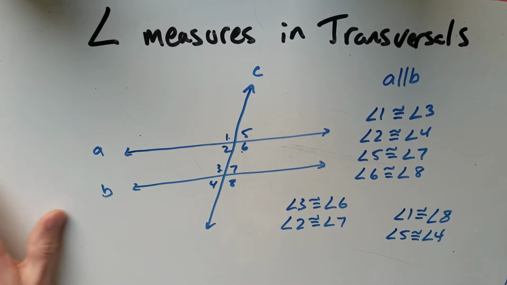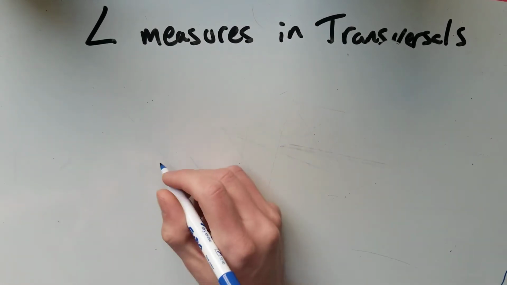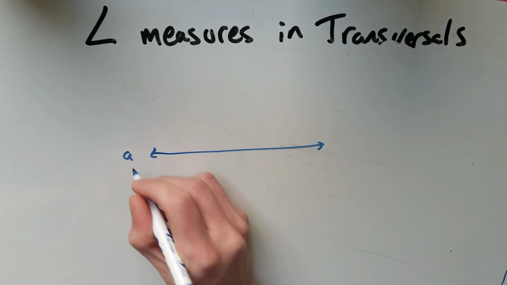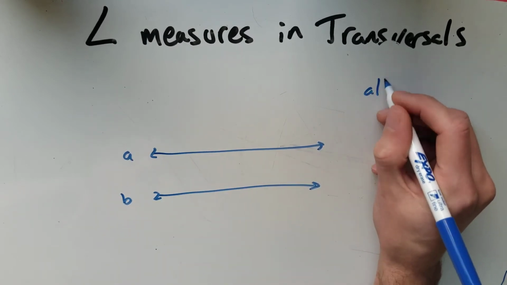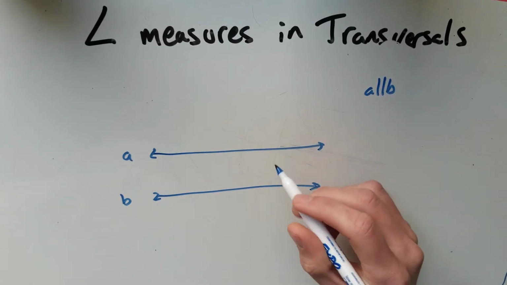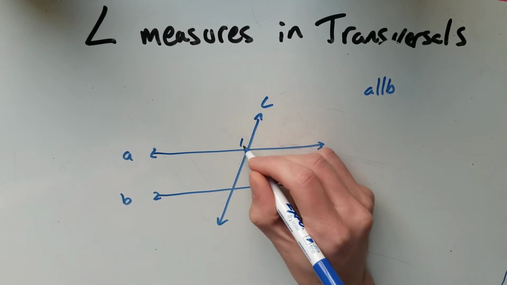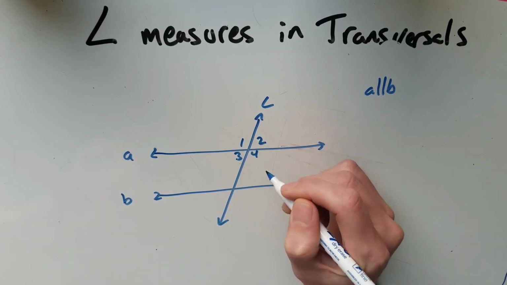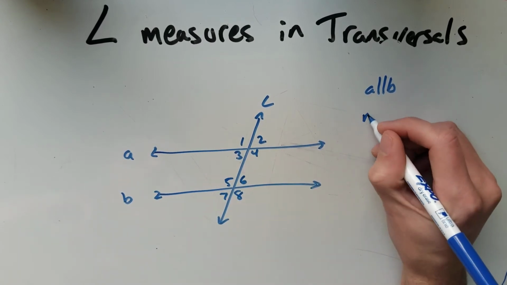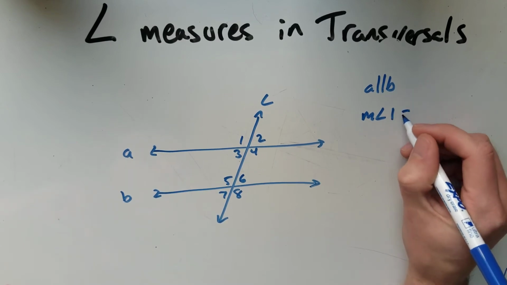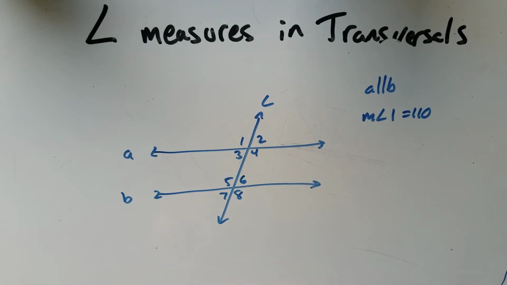So let's go to a nice little example problem for us. We have A and B again, and we are given that they are parallel, so we need the lines to be parallel for this to work. And here's our transversal C, and then we have angles 1, 2, 3, and 4, 5, 6, 7, and 8. And we're also given that the measure of angle 1 is equal to 110. And we want to find the measurement. We'll just try to find every angle here.